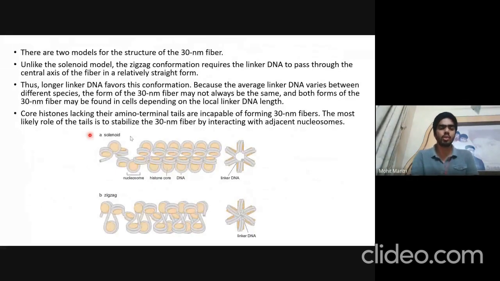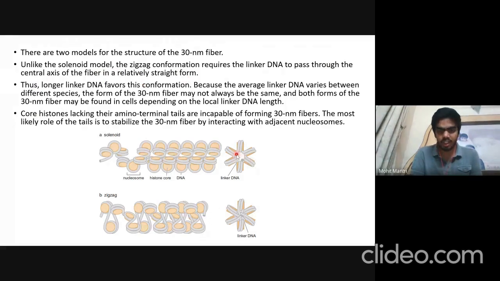Now, these nucleosomes are further condensed into 30 nanometer fibers, and there are two models based on the different theories so far. So it is said that the 30 nanometer fiber consists of either solenoid model or the zigzag model. So this is the solenoid model and this is the zigzag model. And so nucleosomes are tightly packed in such structure and therefore form a 30 nanometer fiber. Now, unlike the solenoid model, the zigzag conformation requires the linker DNA to pass through the central axis of the fiber in relatively straight form.